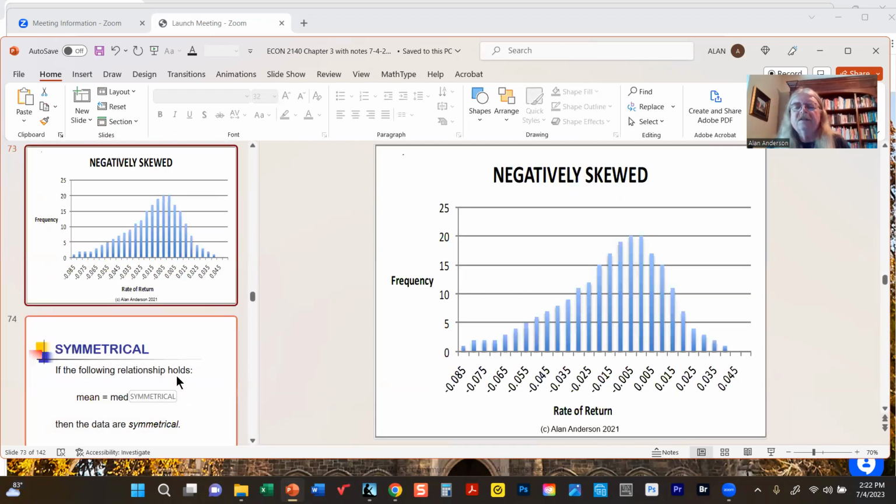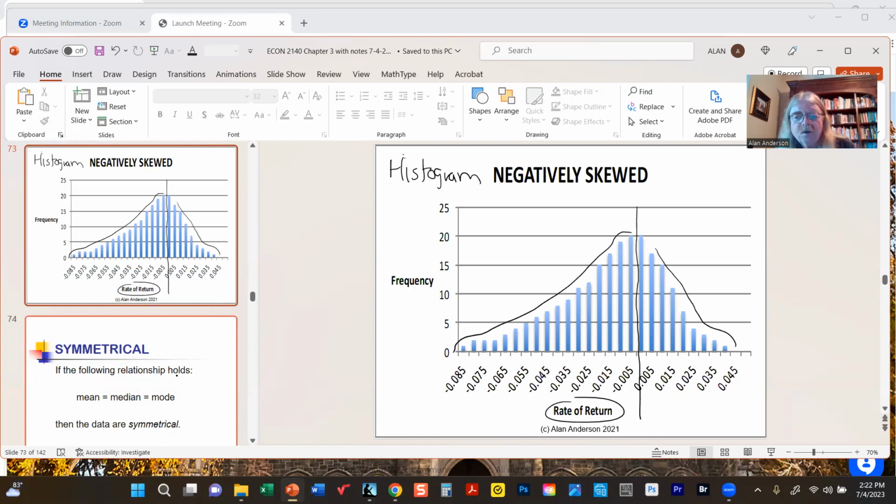Now, this is meant to indicate the returns to a stock. And the bars, this is our histogram. And what you notice is on the horizontal axis is rates of return, which range from negative 8.5% up to positive 4.5%. And so I've drawn a line here to indicate, if you notice, the left side has a lot more values than the right side.